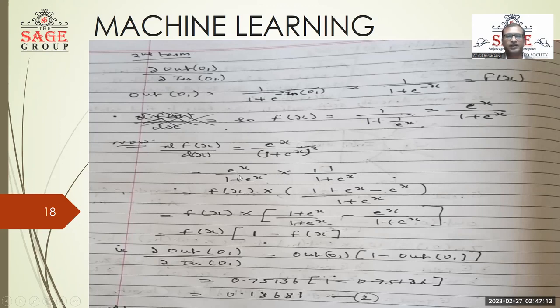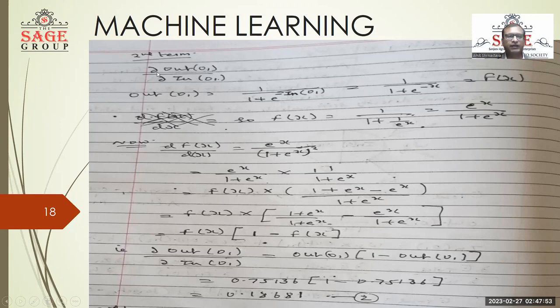Now I can write this term like this: e to the power x upon 1 plus e to the power x into 1 upon 1 plus e to the power x. So this e to the power x upon 1 plus e to the power x is nothing but my f(x), as we have seen here. So I'm writing it here as f(x). This other term can be written as 1 plus e to the power x minus e to the power x upon 1 plus e to the power x. So the left hand term 1 plus e to the power x upon 1 plus e to the power x will cancel out and it will become 1 minus. In the right hand side, we are left with e to the power x upon 1 plus e to the power x, and it is nothing but f(x). So f(x) into 1 minus f(x).